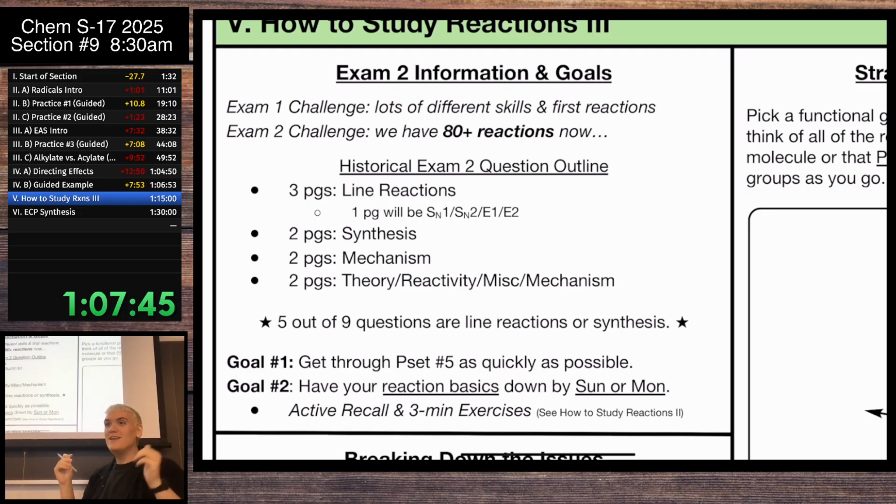And like Logan and I were trying to be like, this is the game, here it is, but it just takes time to see it, you know? And everyone comes in with different study strategies for it. Now that we're in Exam 2, you know the game. The challenge is a volume challenge if we have 80 plus reactions.